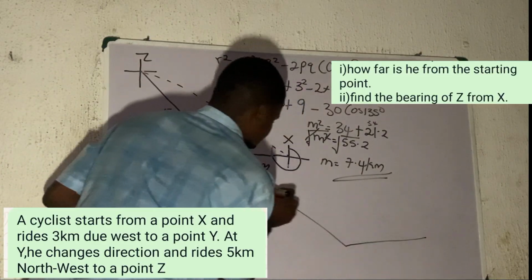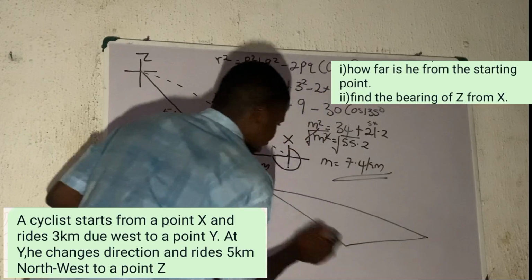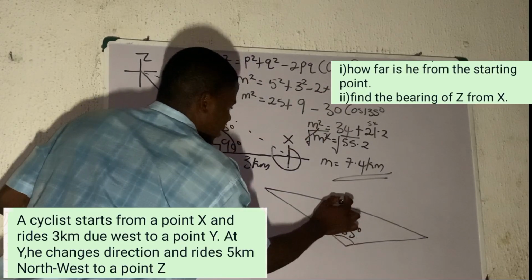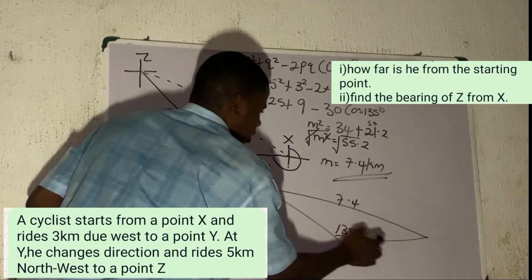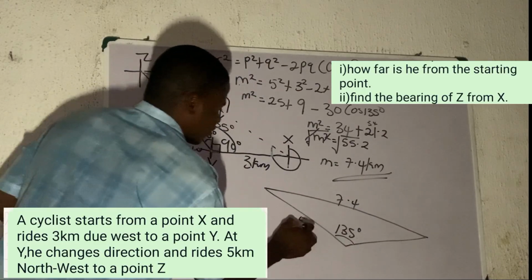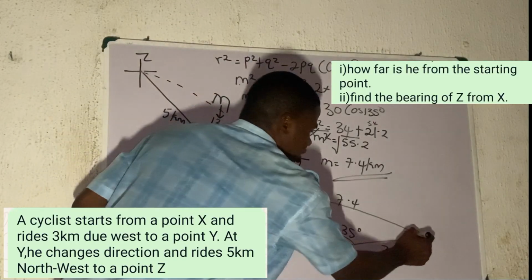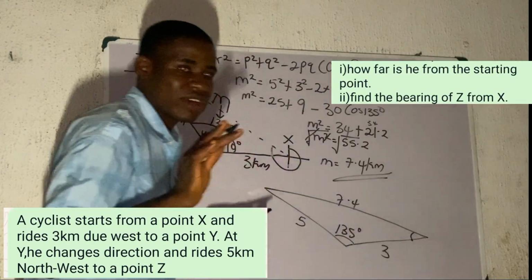Now, if I draw the total triangle, I'll have something in this order. Initially, we have something like this, right? Very good. And I have that here is 135 degrees. From what we found, the M, which is here, is 7.4. Then here is 5 and here is 3. Does it make sense? My problem is finding the angle here for me to get my final answer.